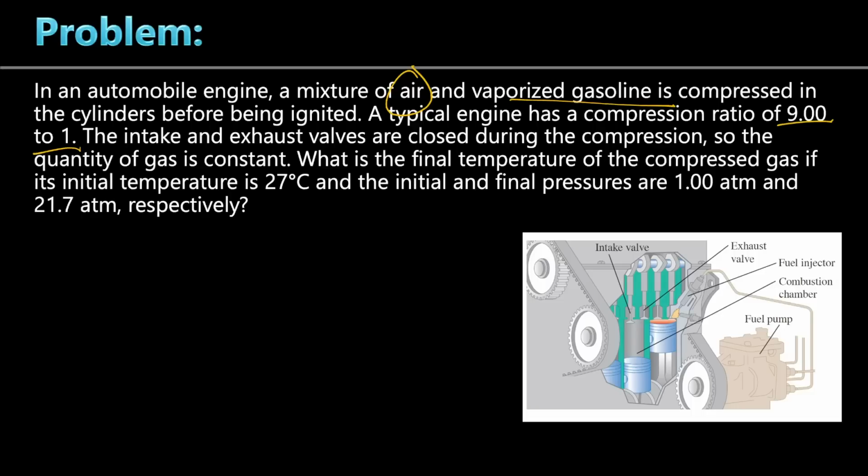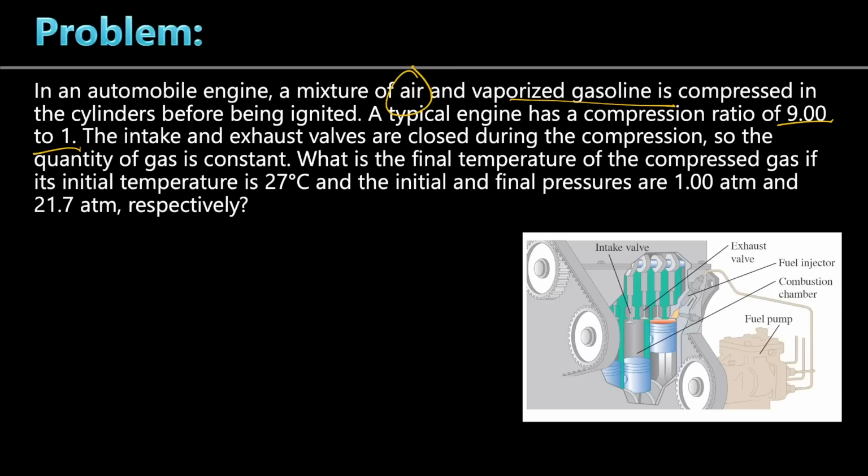Anong ibig sabihin niyan? So, it means that if you compress the gas, then its new volume would be 1/9 of its initial volume. Kasi 9:1 yung ratio. The intake and the exhaust valves are closed. So, dahil diyan, walang hangin na papasok or lalabas. We can consider this as a closed system. The quantity of gas is constant.